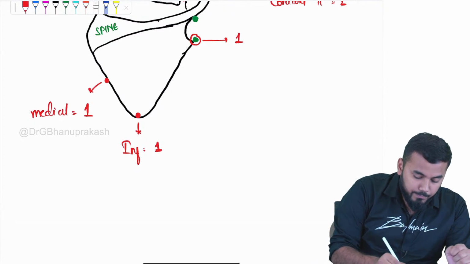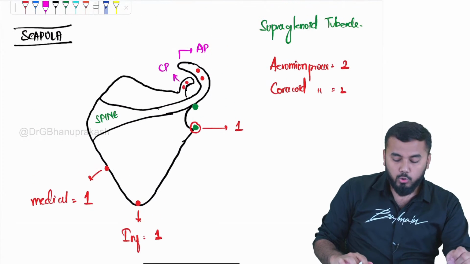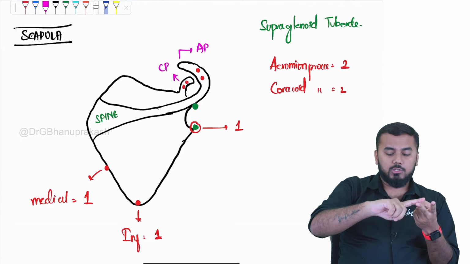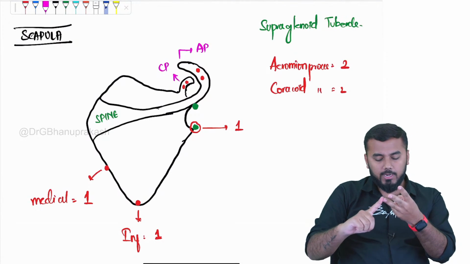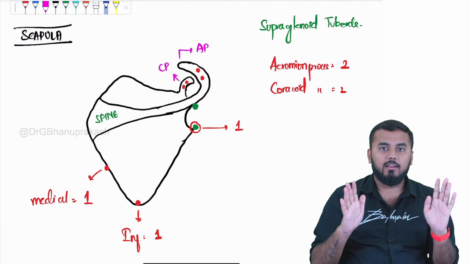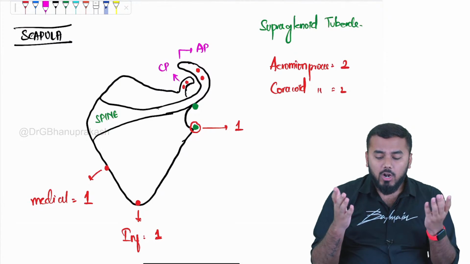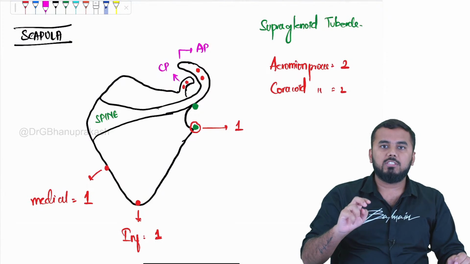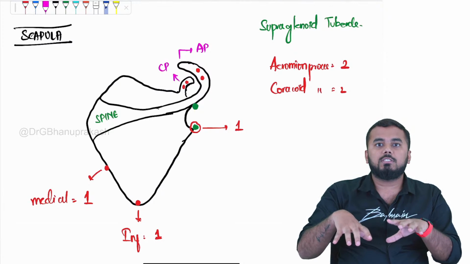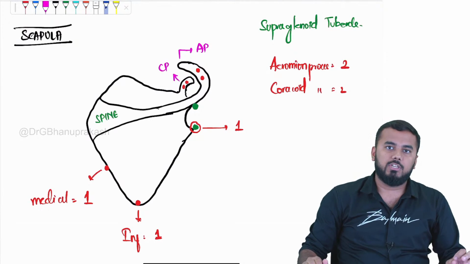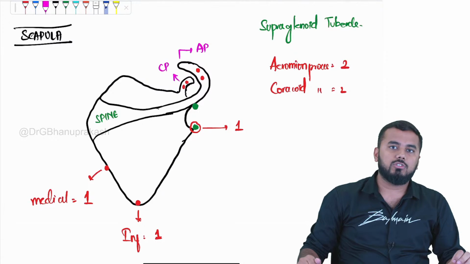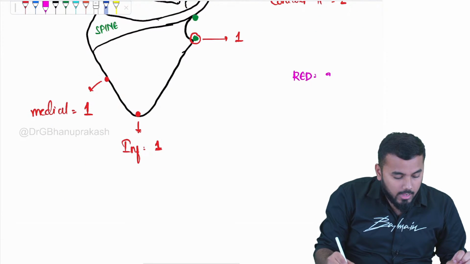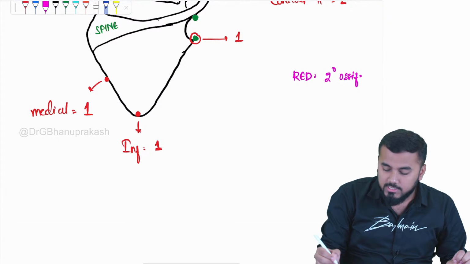Did you understand? Sir, you told me there are two ossification centers in the acromion process, two in the coracoid process, one in the infraglenoid tubercle, one in the medial angle, one in the inferior angle. But tell me, are these primary or secondary? You told me in the starting there are two types of ossification centers, primary and secondary. All these ossification centers which I have just told you are secondary ossification centers. All which I have drawn in red color are secondary ossification centers.